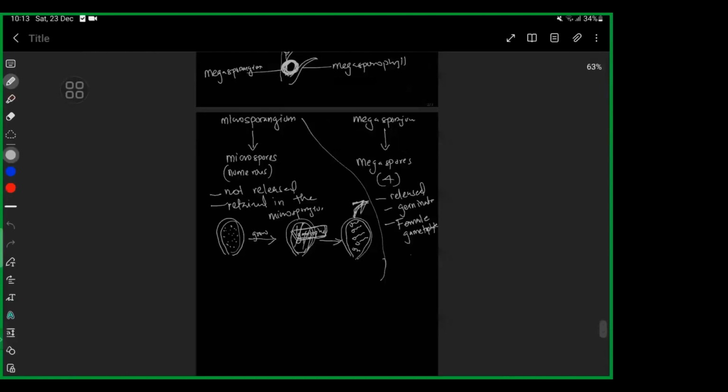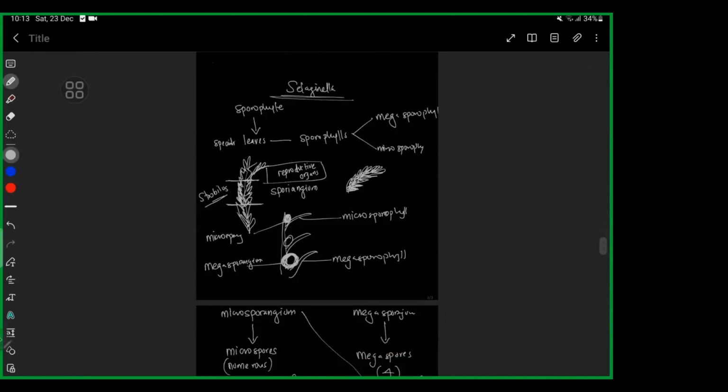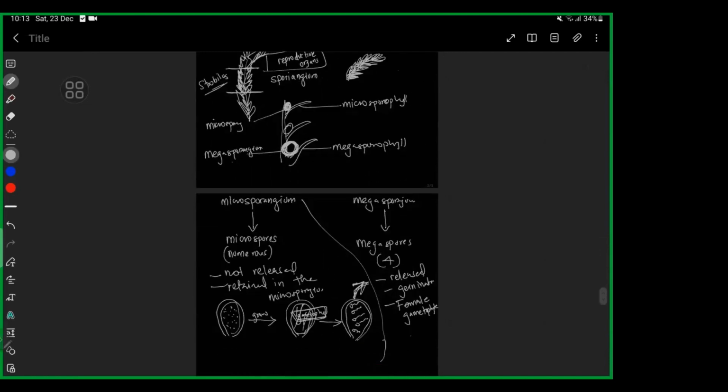Okay, you all got the story, right? The sporophyte is the dominant. It has leaves. It has strobilus. In the strobilus, you have the megasporangium and microsporangium. The megasporangium produces the megaspores. The microsporangium produces the microspores, which is called heterospory.